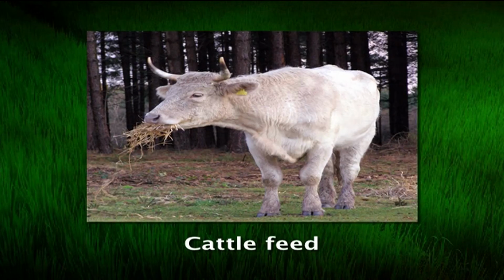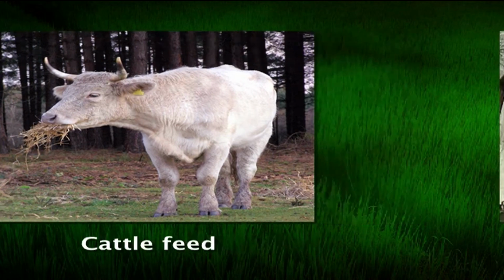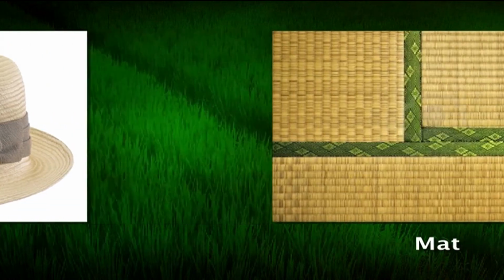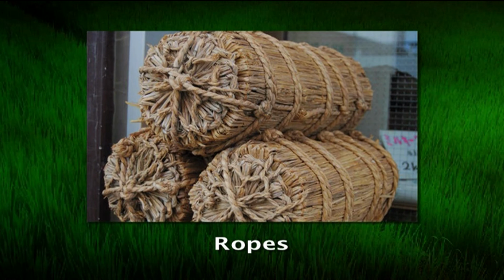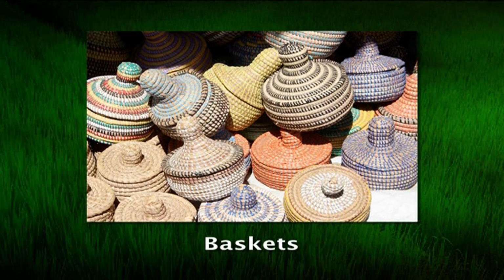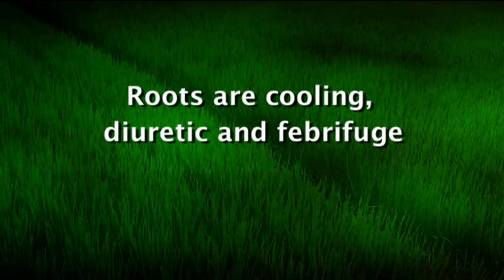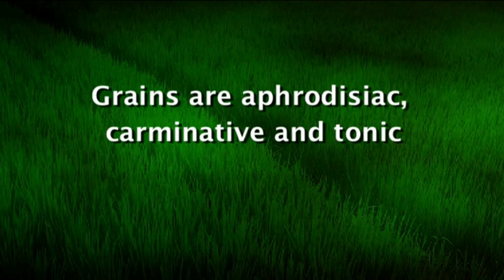Straw. Rice straw is used for feeding cattle. It is used in thatching, making hats, mats, ropes and baskets. Coming to the medicinal use of rice, the roots and grains of rice are also of medicinal value. The roots are cooling, diuretic and febrifuge and are useful in burning sensation, fever and diabetes. The grains are sweet, acrid, aphrodisiac, diuretic, carminative and tonic.